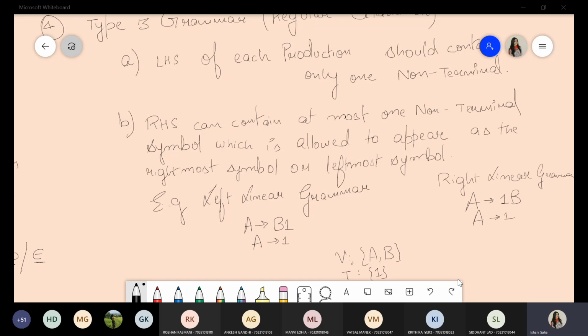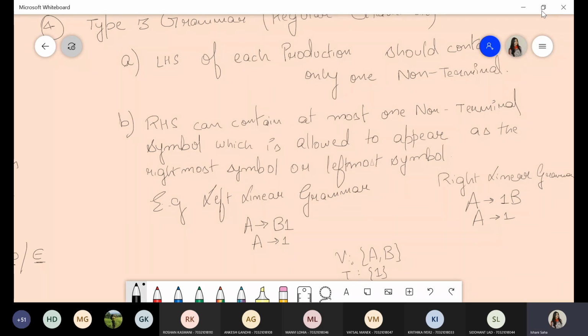Now write it down in the example. As I told you, the variable in the right hand side could be either the rightmost or the leftmost. On this basis, it is categorized into two further types of grammar. So you can note down that a regular grammar is further classified as a left linear grammar and a right linear grammar. In a right linear grammar, the variable in the right hand side will be at the rightmost. And in a left linear grammar, the variable on the right hand side will be at the leftmost.